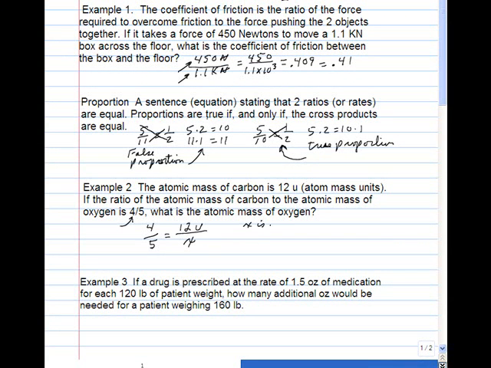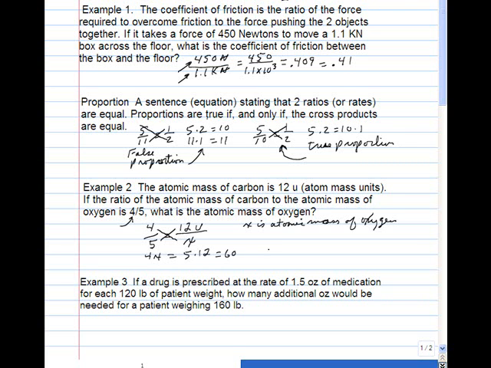So X is the atomic mass of oxygen. And now that I've set up that proportion, and I know that it's true because I was given in the problem that that ratio is 4/5, so I know that these are really equal, then I can find the value X by setting the cross products equal. So I go ahead and do that. I get 4X for the first cross product. I get 5 times 12 for the second cross product, or 60.